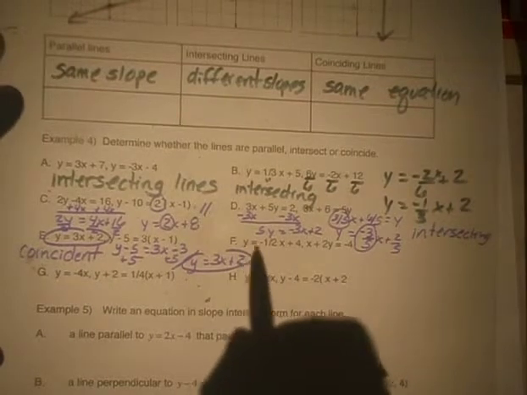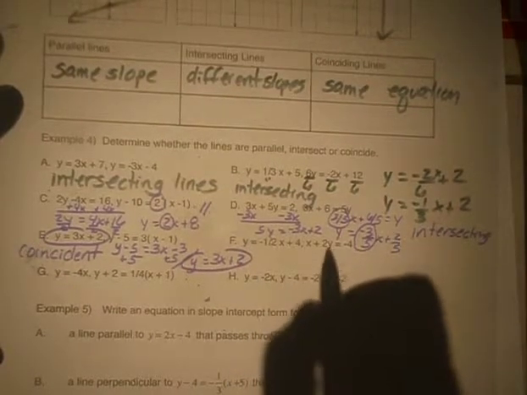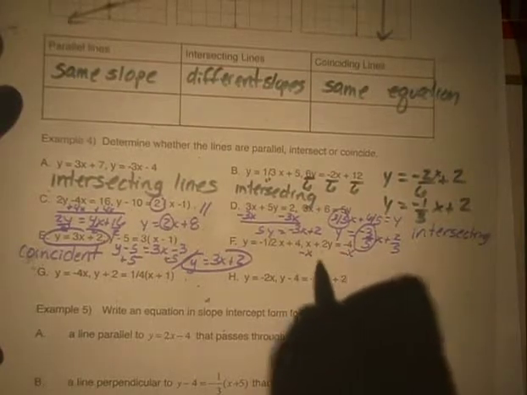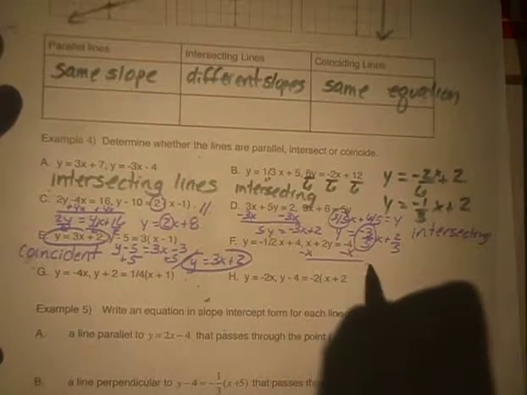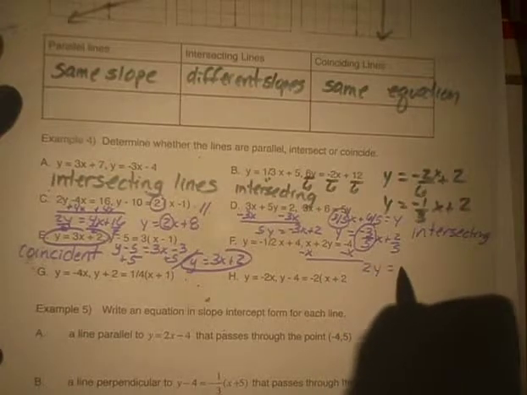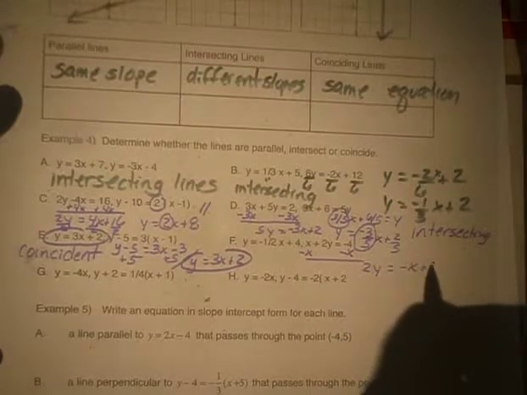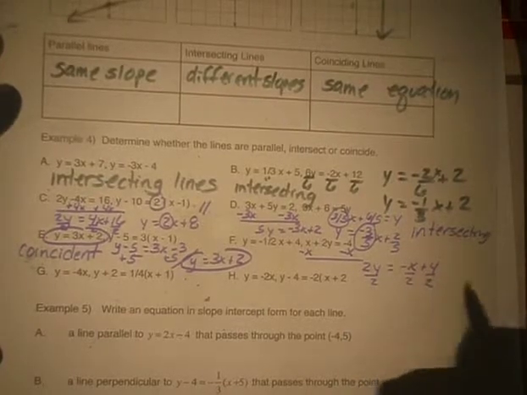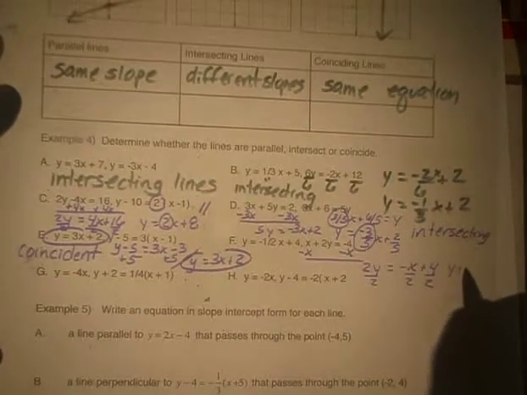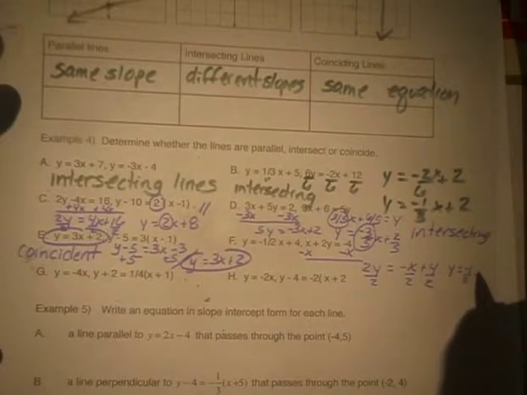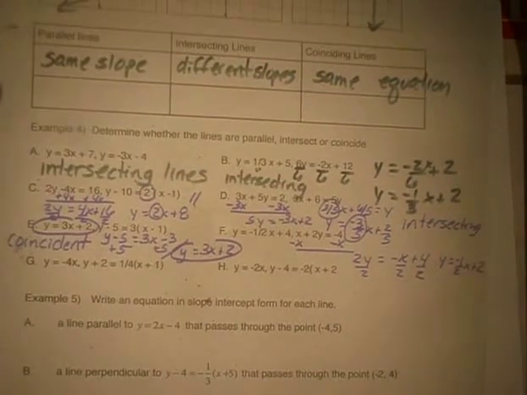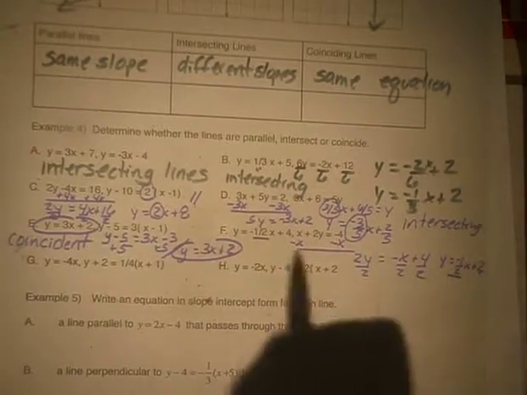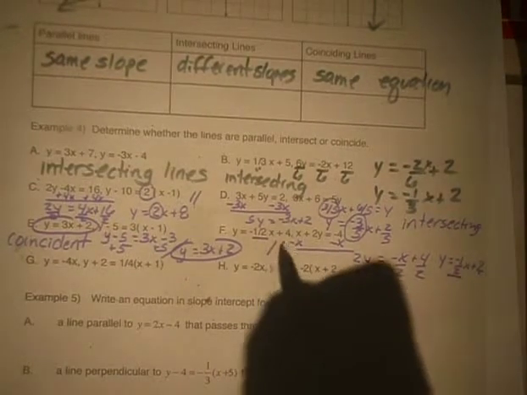Letter F, first one is in slope-intercept form. Second one, if we solve for y, we subtract x from both sides, and you have 2y equals negative x plus 4. Dividing everything by 2, you have y equals negative 1/2 x plus 2. Slopes are the same, y-intercepts are different, so those lines are parallel.